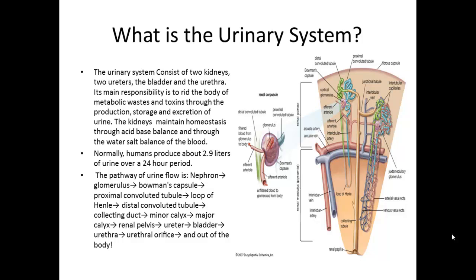The pathway of urine flow is nephron through the glomerulus, through the Bowman's capsule, through the proximal convoluted tubules, through the loops of Henle, through the distal convoluted tubules, through collecting ducts, through the minor calyx, major calyx, renal pelvis, ureter, bladder, urethra, the urethral orifices, and out of the body.